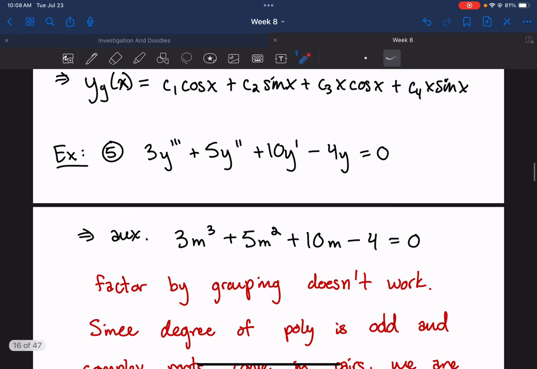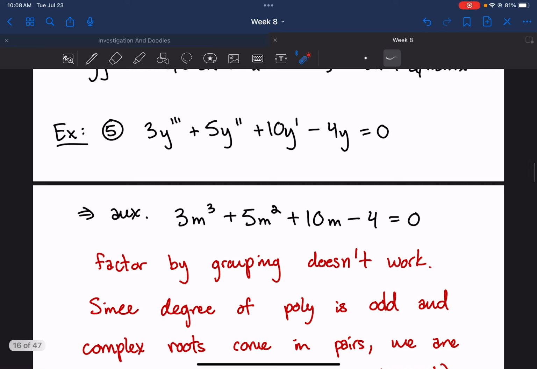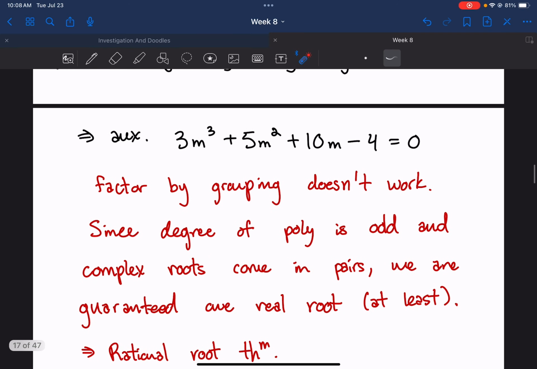Okay, example number 5. Triple prime, double prime, 1 prime, no primes: m cubed, m squared, m first, m to the 0. Factor by grouping doesn't work, unfortunately. But since the degree of the polynomial is odd, it's a third degree polynomial, and we know that complex roots come in pairs, we are guaranteed at least one real root.